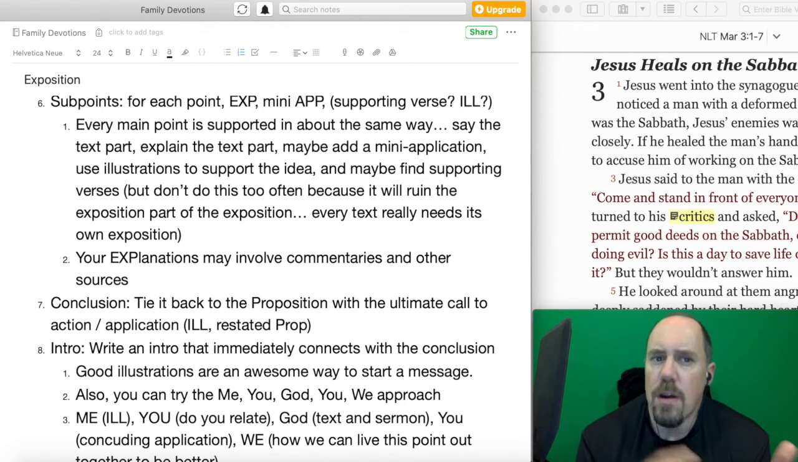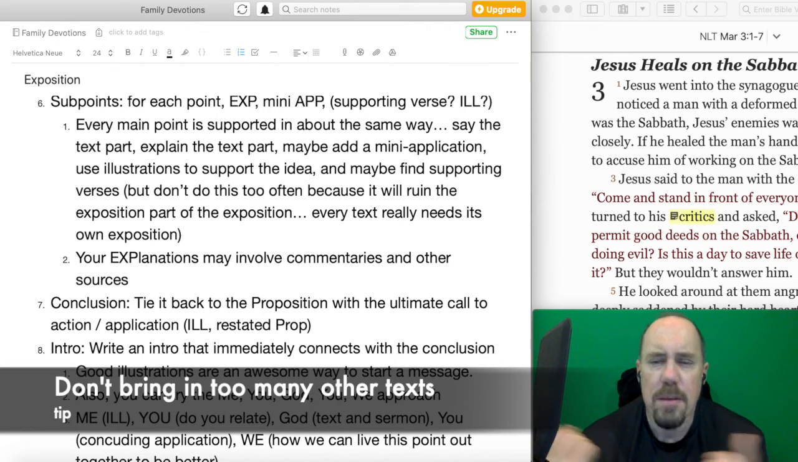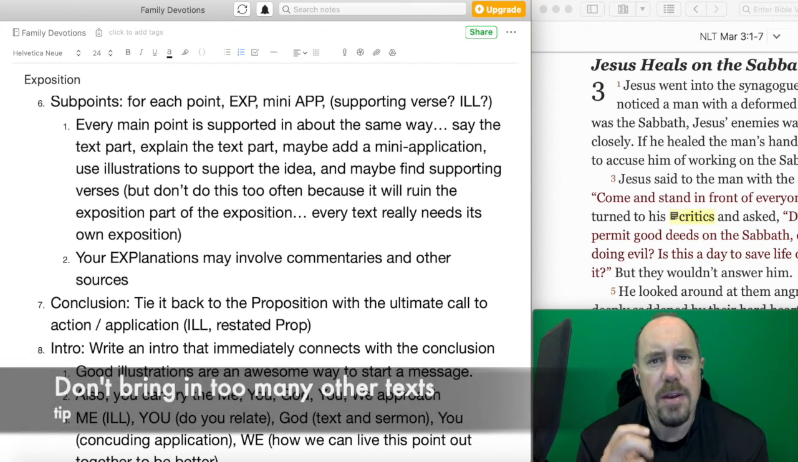Say the text part, explain the text part, maybe add a mini application in there, remembering to tie back to the main proposition. Use some illustration to support the idea, and maybe find supporting verses, maybe. But remember, don't do that too often, because it ruins the exposition. Every time you bring a verse in, you've got to do a mini exposition on that verse so people can hear it in context.